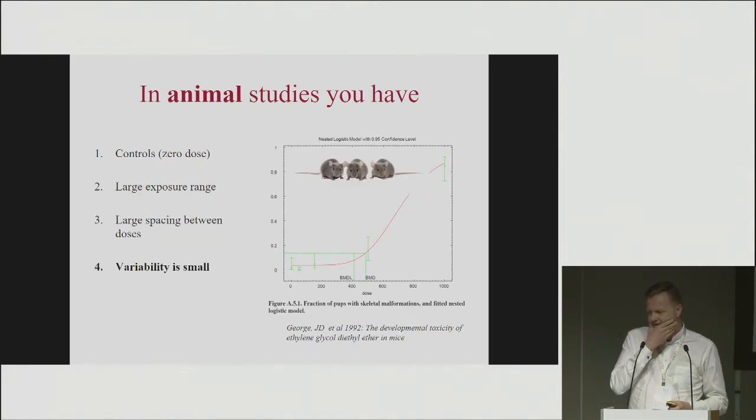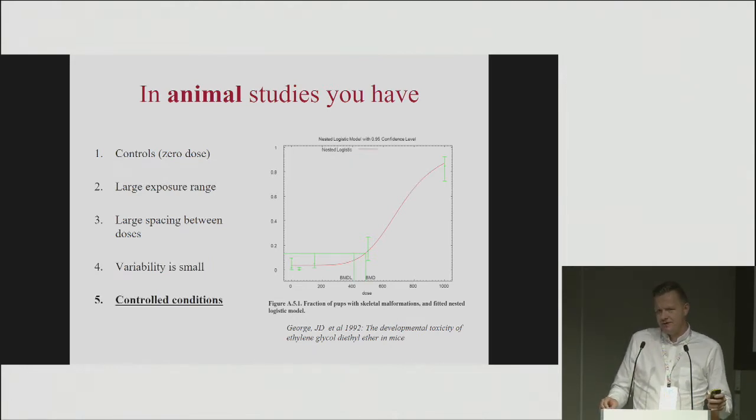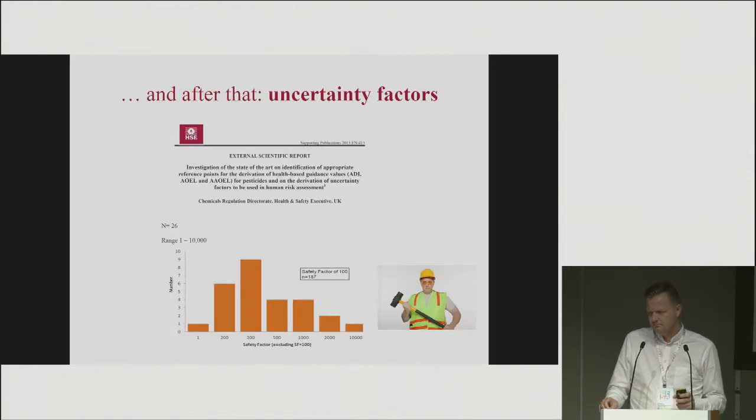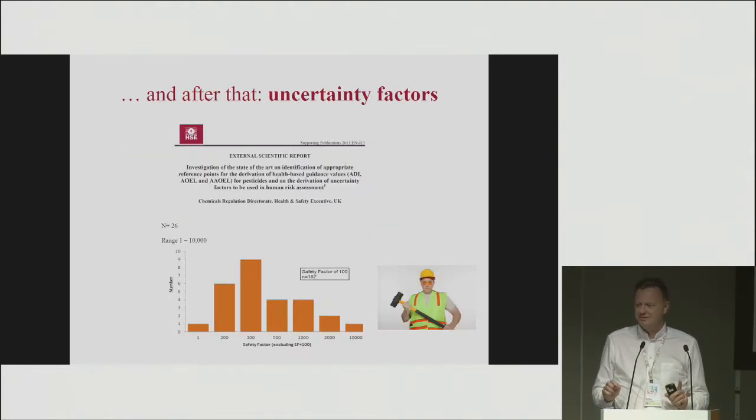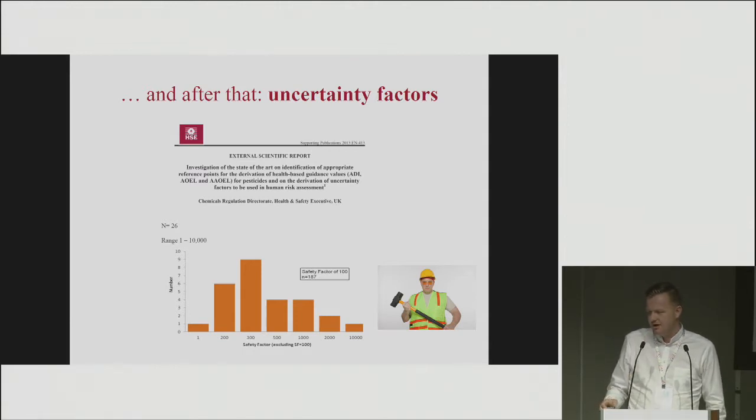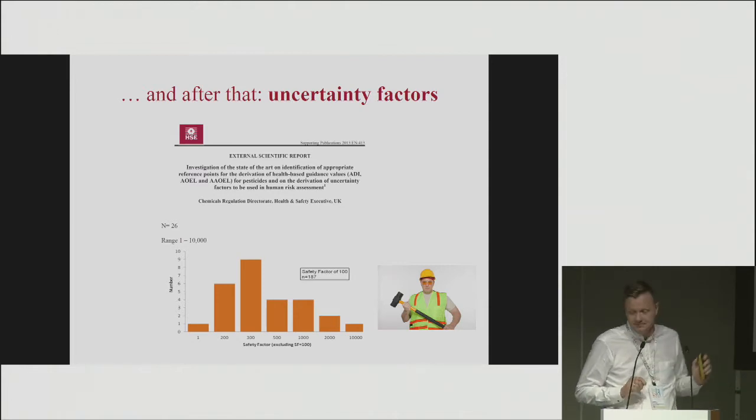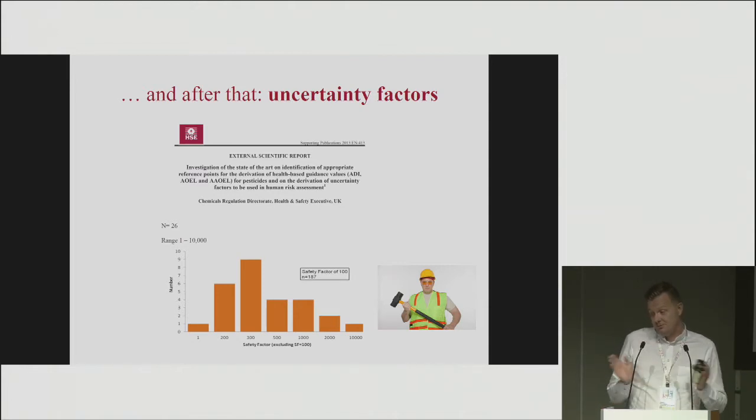And of course, variability is small. You're studying genetically inbred brothers and sisters, and you have very controlled conditions. And then you have the safety factors. I really don't understand sometimes. This is a report that I found on pesticides. A safety factor of 100 was used for 187 studies, and then for the 26 remaining studies, there was one human study. But otherwise, you deviate and you can have a factor of 200, 300, 500, 2,000, and 10,000.